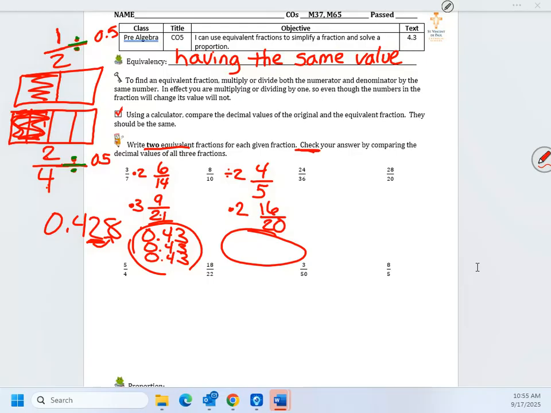It is super easy to mess up on our multiplication facts when we go quick. 4 times 7 is not 21, it's 28. We make those simple mistakes. Check it, and you will see when you make that mistake, it's gonna have a different decimal. So that's how we double check our answers. Somebody had a hand up.